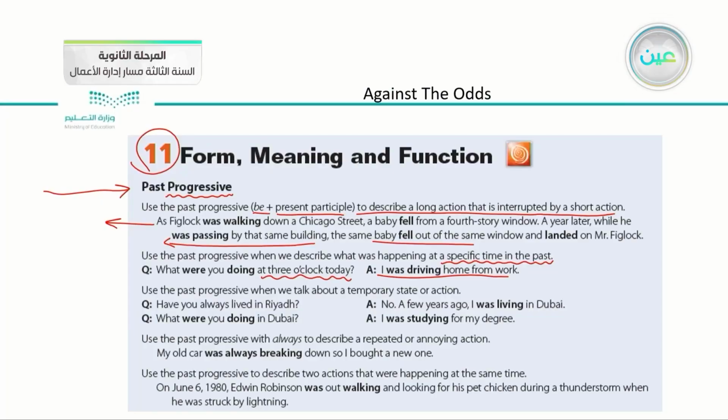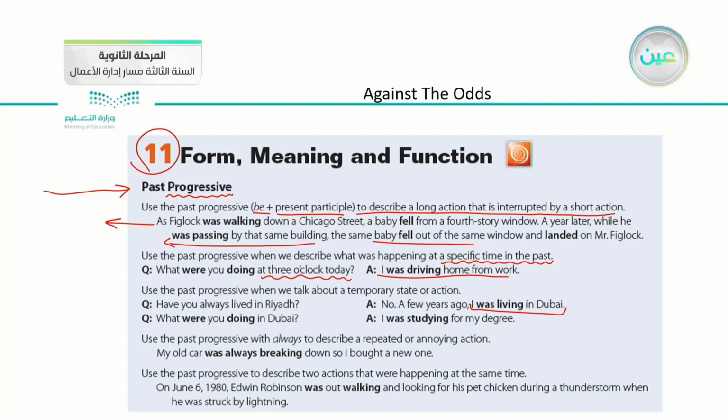Have you always lived in Riyadh? No. A few years ago, I was living in Dubai. So he was living or she was living in Dubai for a specific time, for a short time. So that was a temporary state. He or she didn't live for the whole of their lives there.